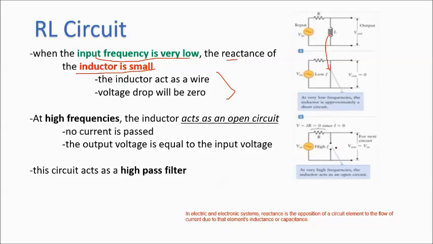High frequencies act as an open circuit, so meaning walang electric current, and the output voltage is equal to the input voltage. So whatever be the value of V in, yan din yung sa V out. So these circuits act as a high pass filter. When we say high pass filter, that is an electronic filter that passes signals with a frequency higher than a certain cutoff frequency and decreases signals with frequencies lower than the cutoff frequency.